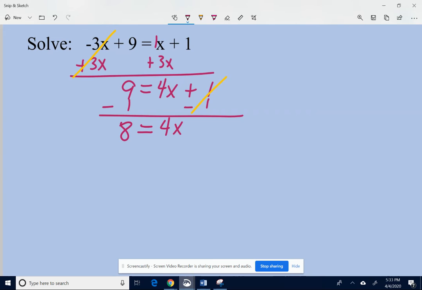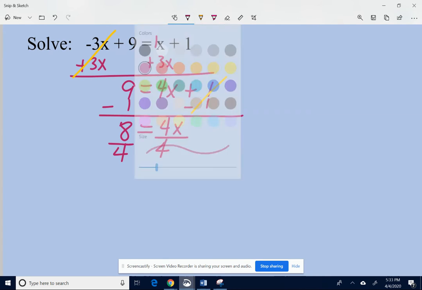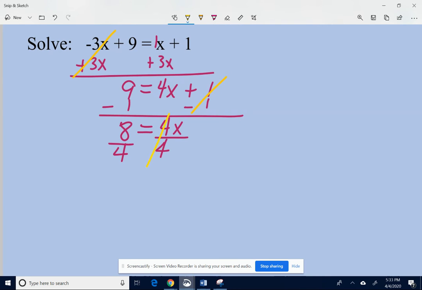Now I need to get rid of the multiplied number, because now we're splitting things up. If you're thinking about the drawing, we split things up now. I want to get rid of the multiplied 4 by splitting both sides up into 4 groups, by dividing by 4. When you do that, 8 divided by 4 is 2, and 1x on the right is just x. X equals 2.